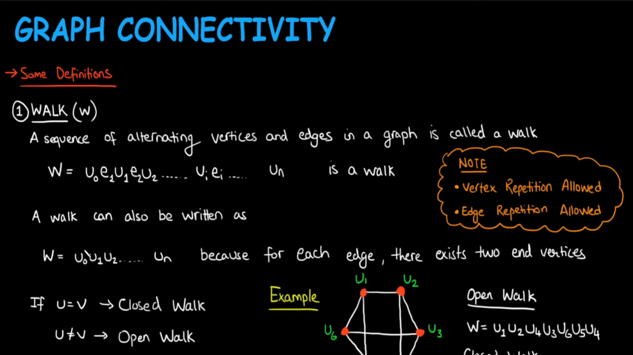A walk can also be written as U0, U1, U2 up to UN, because for each edge there always exist two end vertices. So you can skip the edges in between. You can just write U0, U1, U2 up to UN. There are two types of walks. If U is equal to V, which is basically your UN, and U is basically your U0, so if U equals V, or in other terms U0 equals UN, then that means your walk is a closed walk. That means you have ended at the point where you started from. And if U0 is not equal to V, it's known as an open walk.